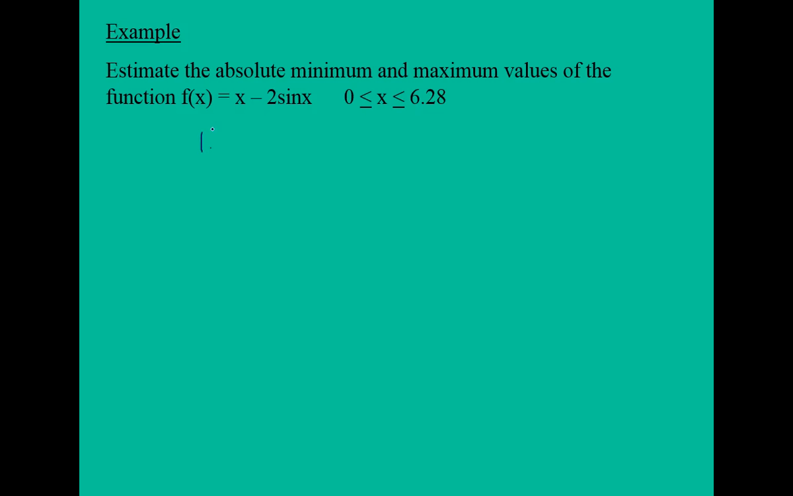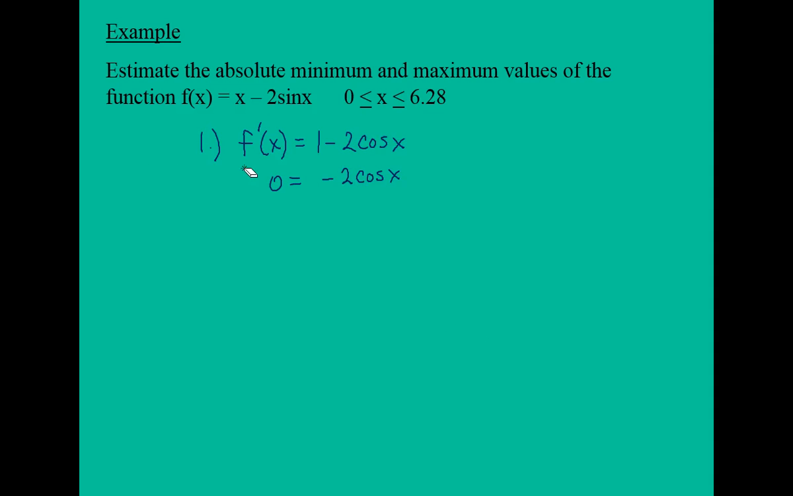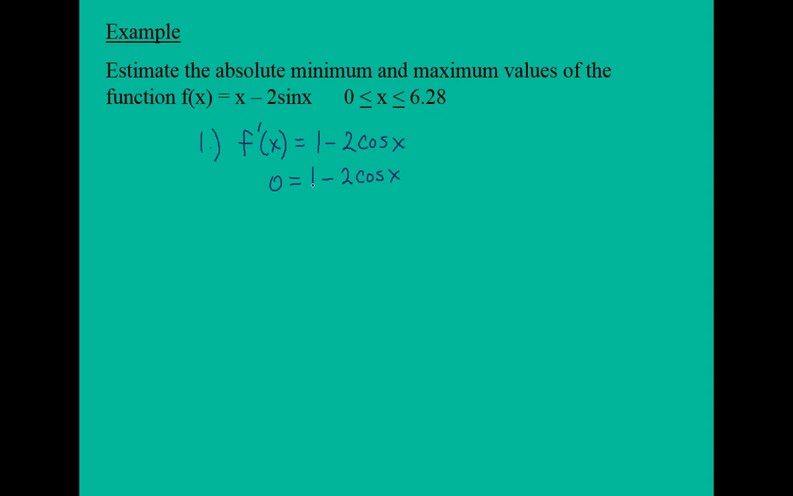So first, we need to find our derivative. So f prime of x equals 1 minus 2 cosine of x. We set our derivative equal to 0. We're trying to find our critical numbers. Solving for x, if we subtract 1 and divide by -2, we get cosine of x equals 1/2.